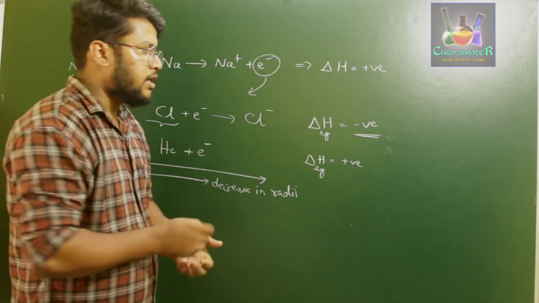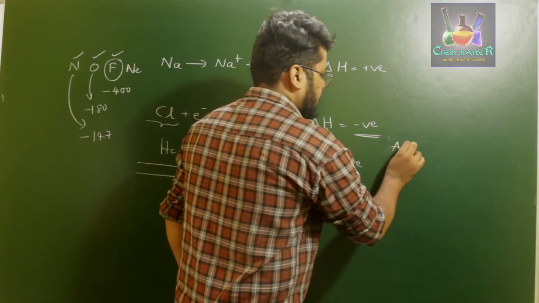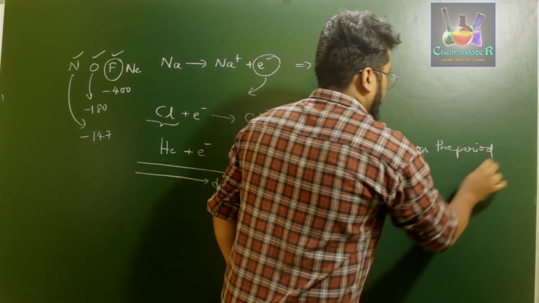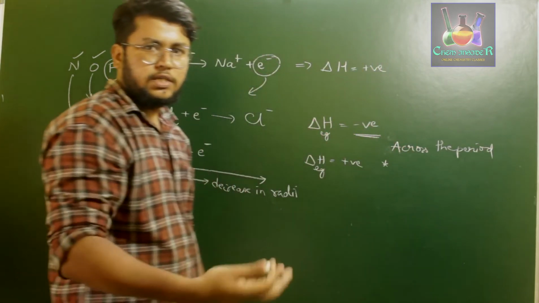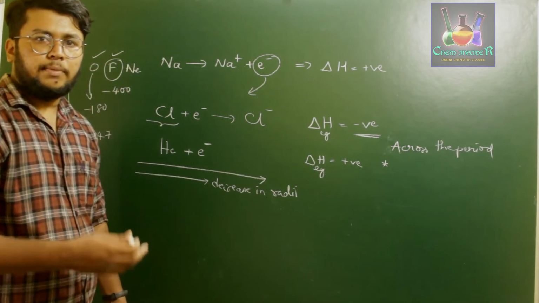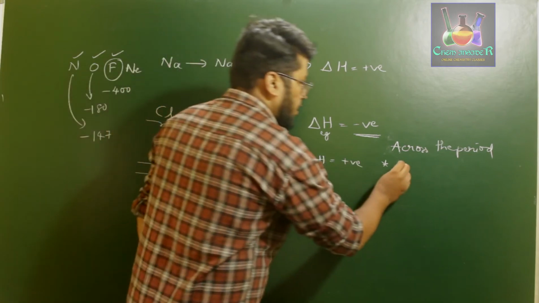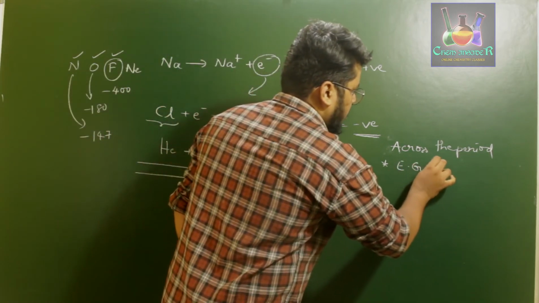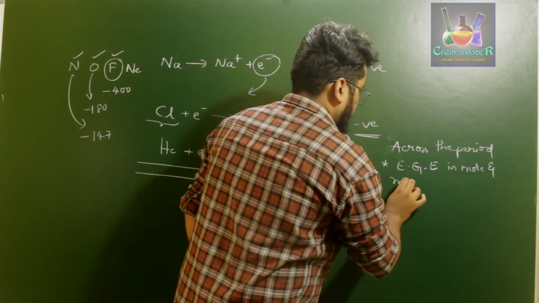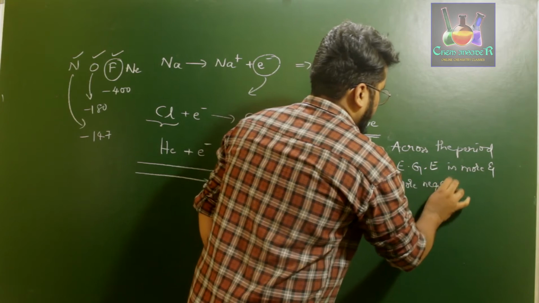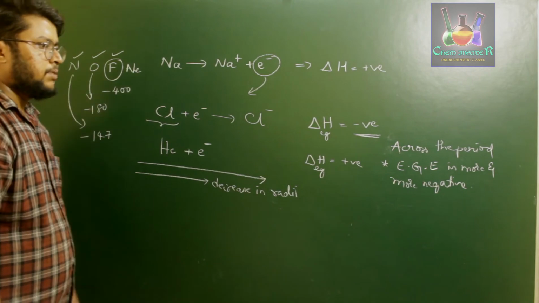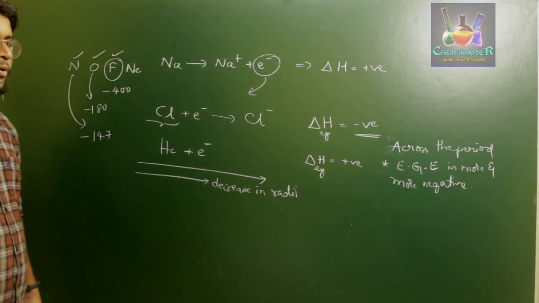So what is the trend? Remember, instead of saying increasing or decreasing electron gain enthalpy, what we say is, across the period electron gain enthalpy will be more and more negative with increase in atomic number. So as we move across the period with increasing atomic number, electron gain enthalpy will be more and more negative.